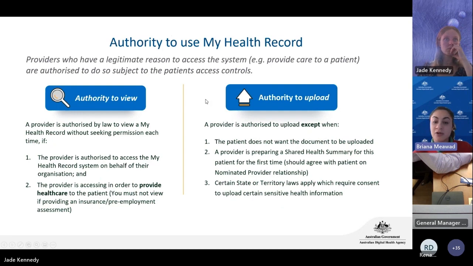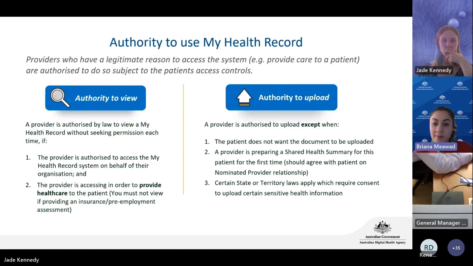So it is up to your clinical discretion as healthcare providers to decide when it is appropriate to use My Health Record. And as long as you're authorised by your organisation and you are doing it for the purpose of healthcare delivery, then you are complying with the legislation and you are protected by the legislation to actually view that patient's My Health Record. So this is removing the need for having to ask the patient for their permission or anything like that. That is not part of the process.